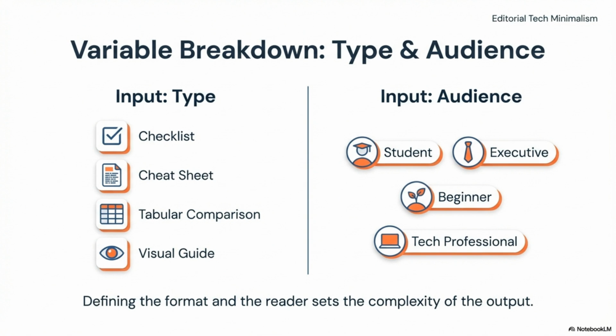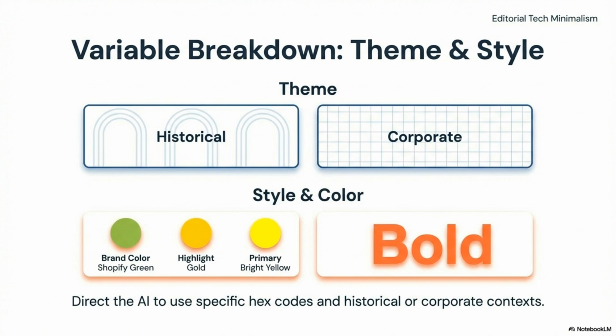Input type includes checklist, cheat sheet, tabular comparison, and visual guide. Input audience can be a student, executive, beginner, or tech professional. Defining the format and the reader sets the complexity of the output. For theme and style, you can select historical or corporate. Style and color allows you to direct the AI to use specific hex codes for brand colors or use a bold style.